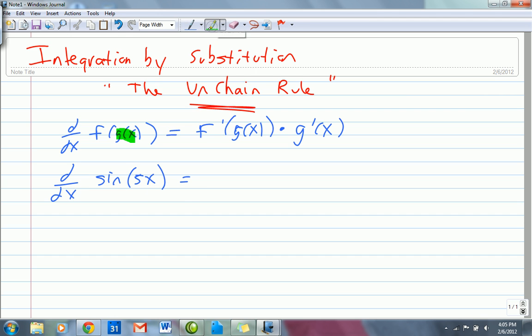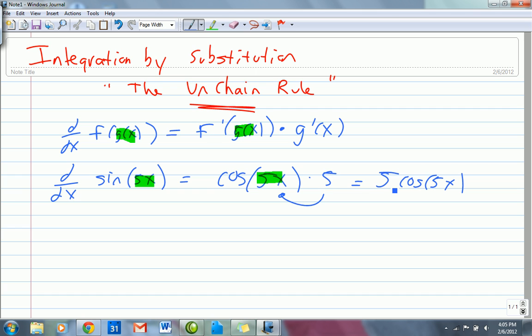So, let's suppose I were to take the derivative of sine of 5x, where now my inner function is that green piece. What the chain rule says is differentiate the outer piece first. So the derivative of sine is cosine, and keep that inner piece intact. Then differentiate the inner piece. So the derivative of 5x is 5. So the derivative of sine of 5x is 5 cosine 5x, rewriting, just taking that 5 and putting it out front.